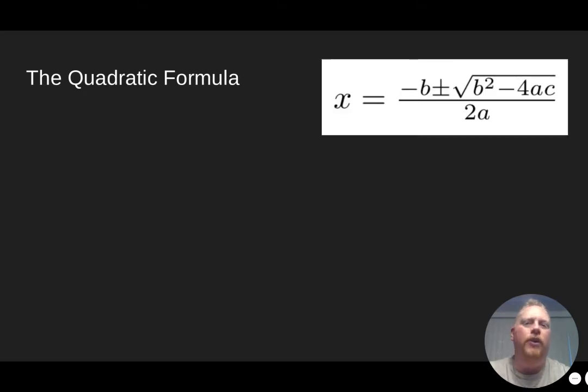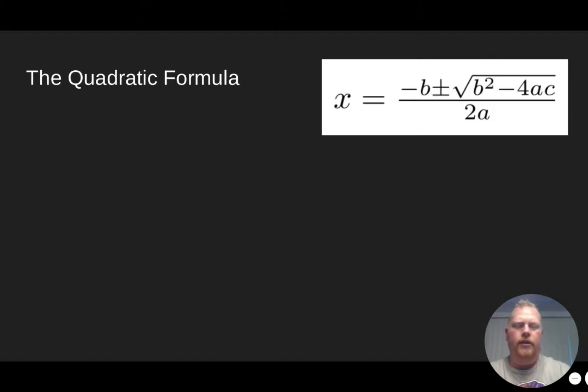Let me give you a visual on that. X equals negative b plus or minus the square root of b squared minus 4ac. Hopefully that b squared minus 4ac looks familiar. All right. And that whole thing is over 2a. Now this is the formula that you're going to use anytime you don't know how to solve a quadratic equation. You can use this, plug the numbers in, work it out, and it works every single time.